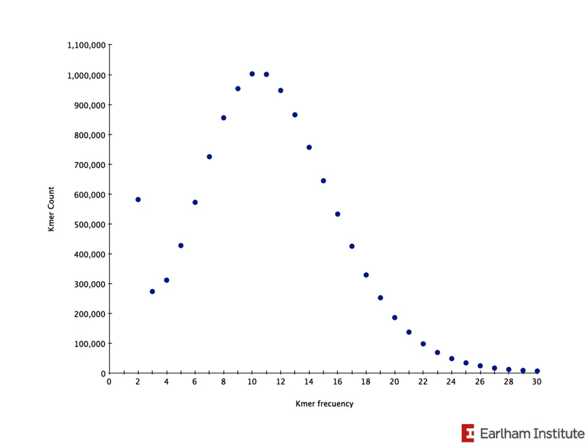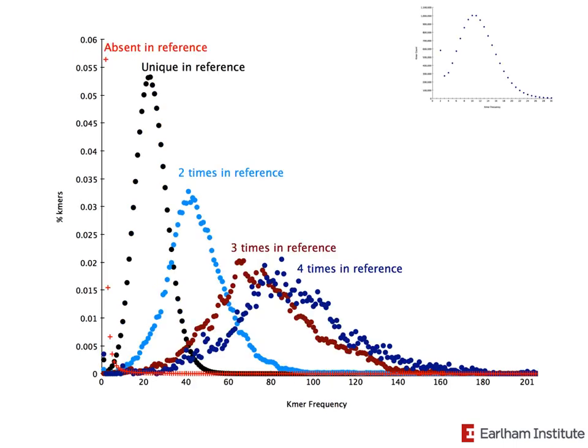So if we take this boring old K-mer spectra, which by the way is from a yeast genome, so this is a real sequencing, quite old actually, and we take its reference genome, we can partition this. We can separate the distributions of the K-mers that appear 1, 2, 3, 4 times in the reference. So what we will get is something like this.